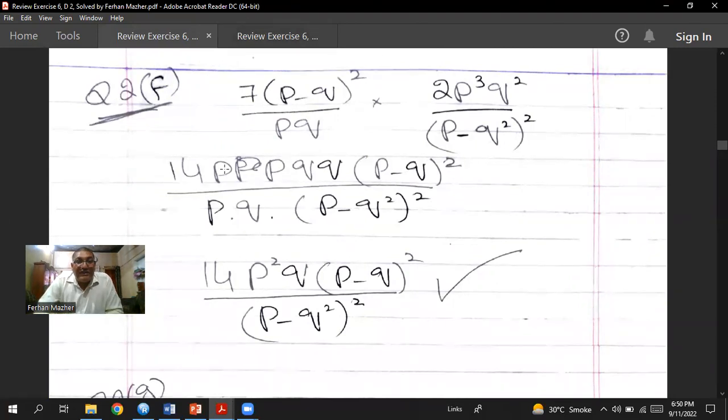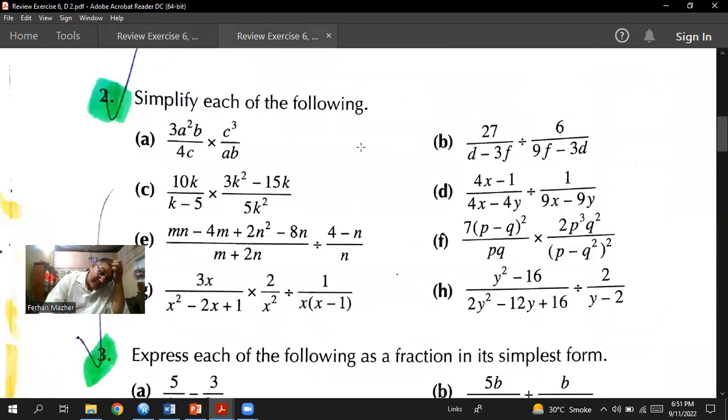So p cube can be written as p into p, q square can be written as q into q. So now you will see that this p and this p will be cancelled, this q and this q will be cancelled. So you are left with 14 p square q into (p minus q) whole square divided by (p minus q square) whole square. So this is the simplest form. You cannot further simplify it. Okay.